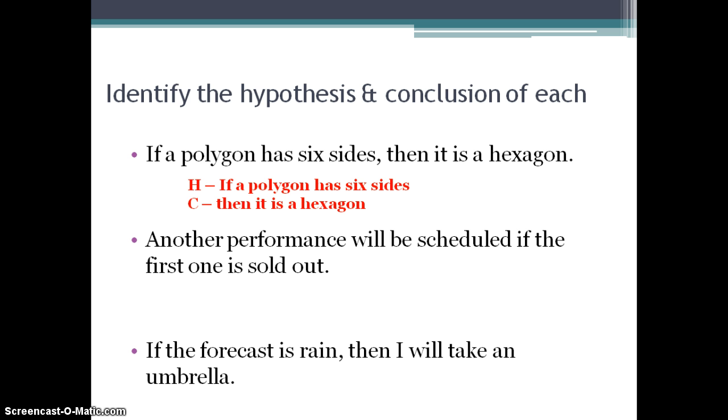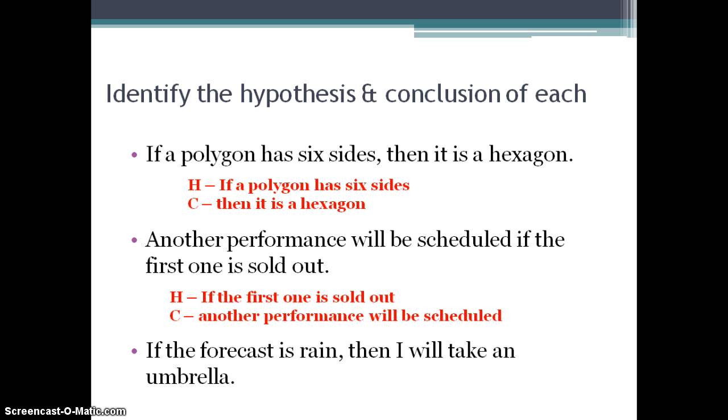Next one, another performance will be scheduled if the first one is sold out. On this sentence, if the first one is sold out is your hypothesis, and your conclusion is another performance will be scheduled. Even though this doesn't have the then statement, it still is coming after the if statement, which makes it the conclusion. The hypothesis will always have the if statement.